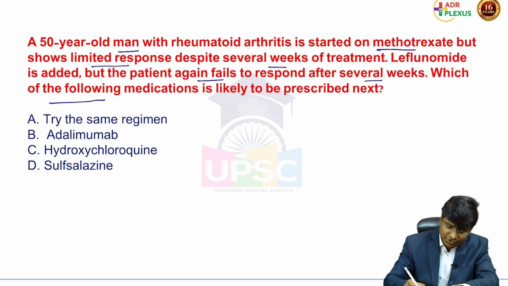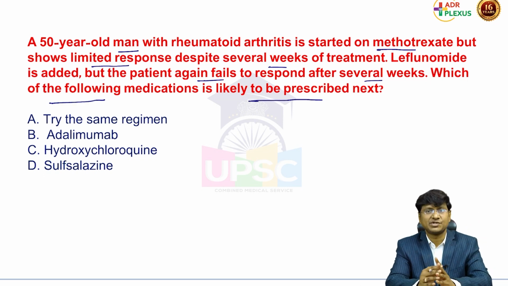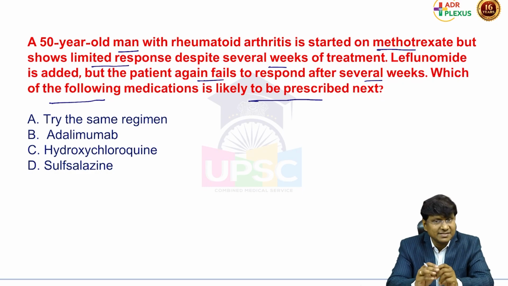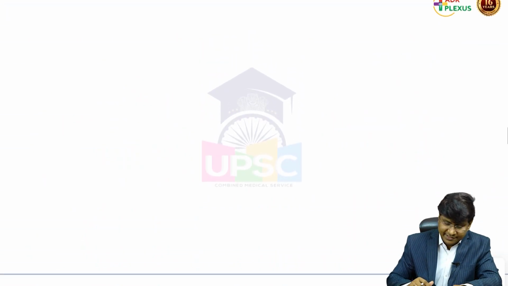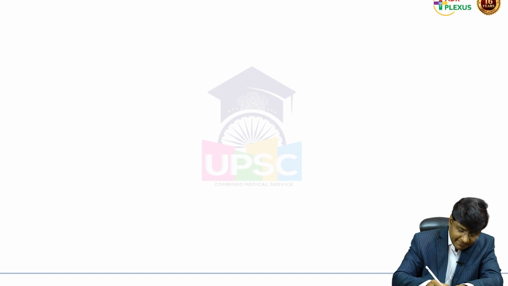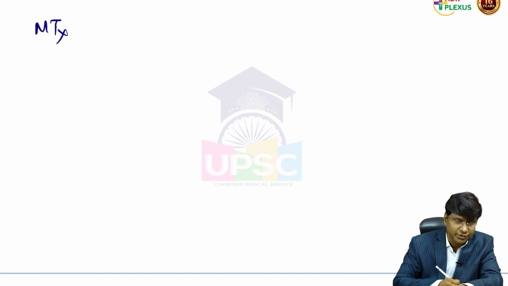Which of the following medications is likely to be prescribed next? The options are: first, try the same regimen; second, adalimumab; third, hydroxychloroquine; fourth, sulfasalazine. So what you have to understand in the treatment is that methotrexate is considered the drug of choice.